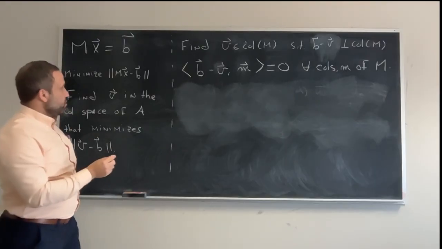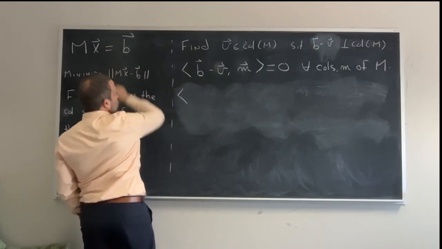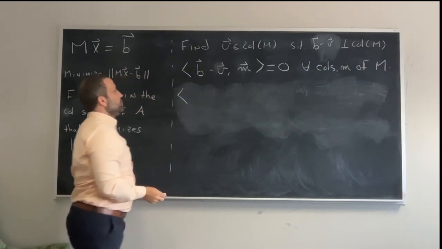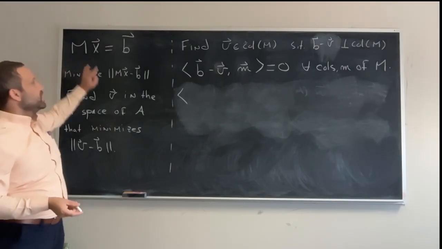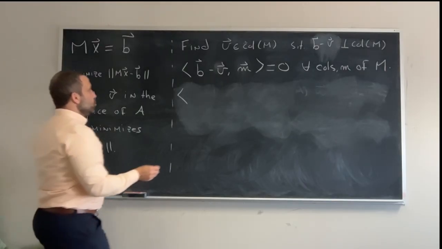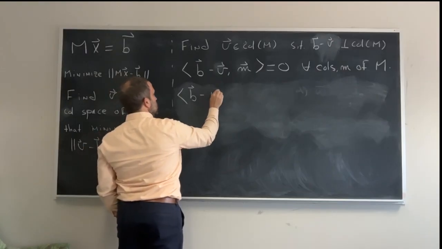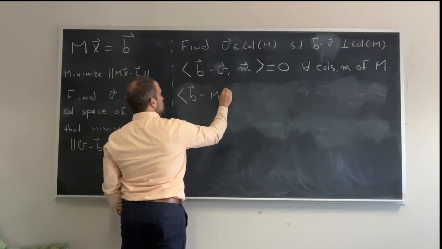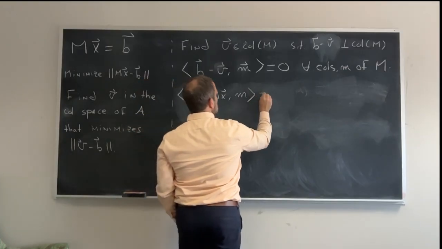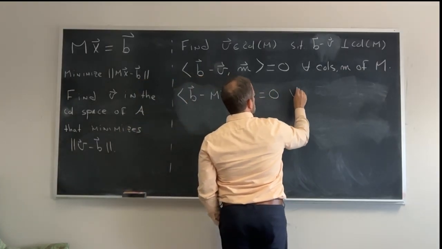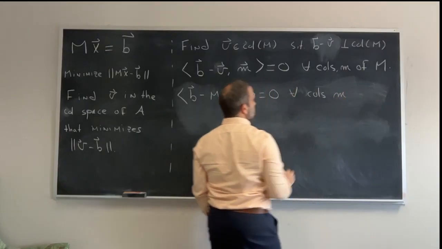Now, another way that we can write this, we can go back to this formulation here. Remember, the reason we're talking about V being in the column space of M is because that's just M times X. So really what we want to do is find an X so that the inner product of B minus MX with m is equal to 0 for all columns m of M.